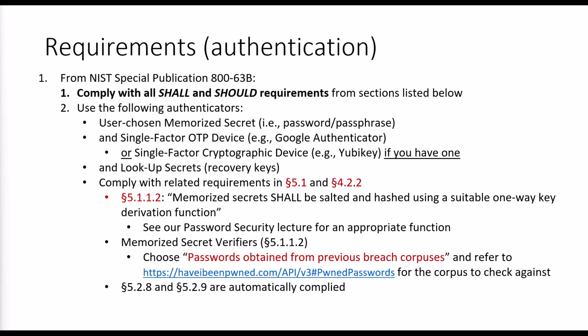Still within the same section, it is also advised that passwords obtained from previous breach corpuses be used in order to verify that passwords are not weak. You should implement this mechanism, and you should refer to the given API over here for the corpus of weak passwords to check against. It's essentially a list of passwords that have been leaked and collected on the website haveibeenpwned.com, which we discussed in class. Sections 5.2.8 and 5.2.9 will be automatically complied with based on the rest that we've done so far.